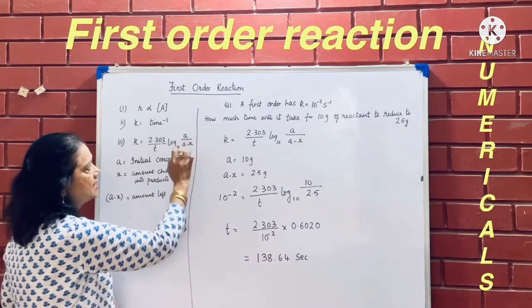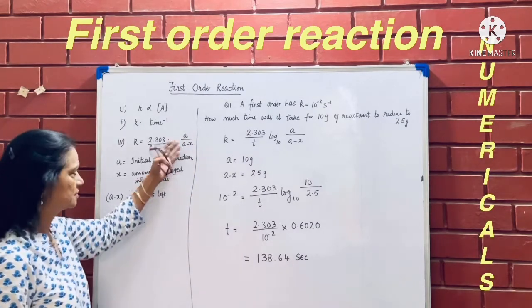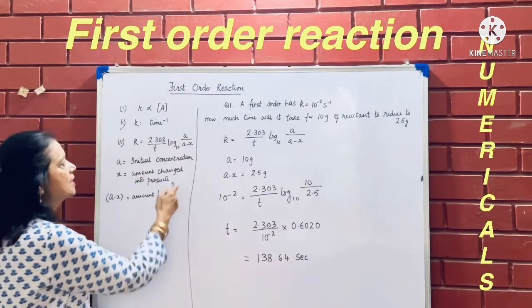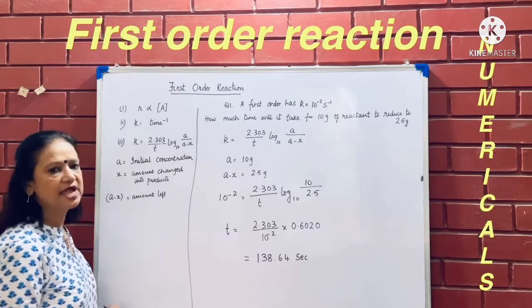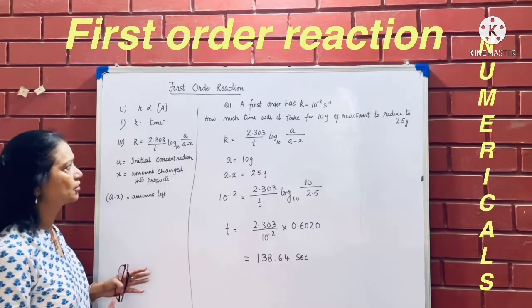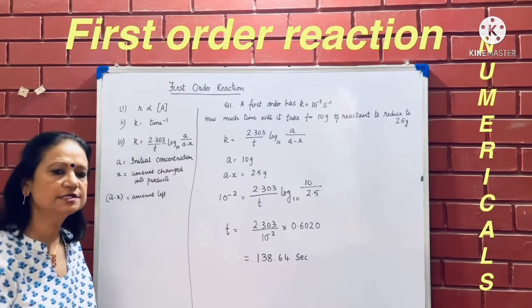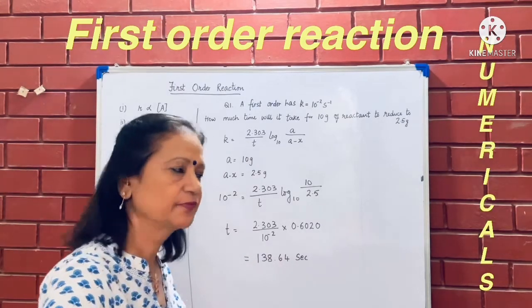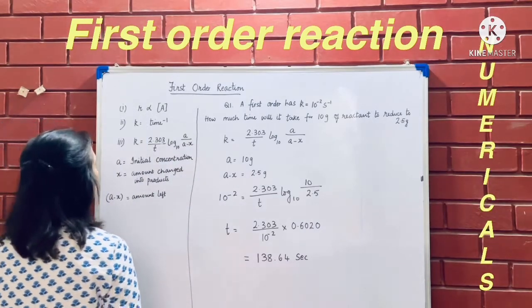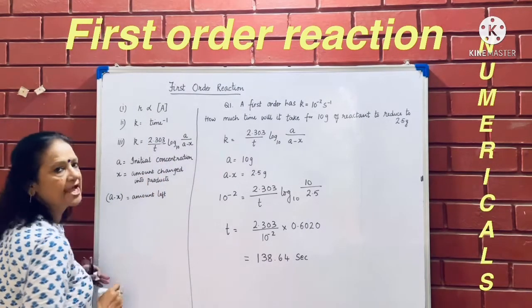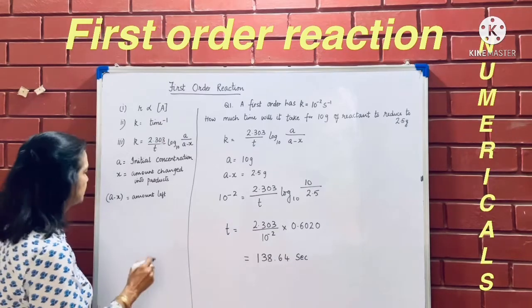So let's say A is the amount of reactant already present, X is the amount of reactant which has changed into the product. So A minus X means what is left behind inside the reaction. So T is the time taken for this particular reaction.